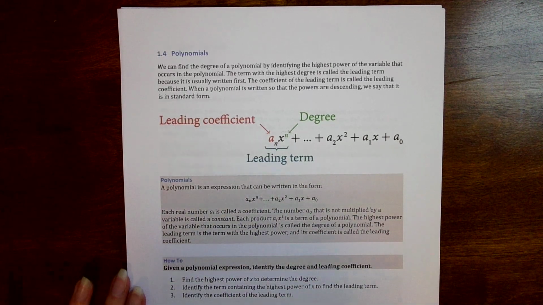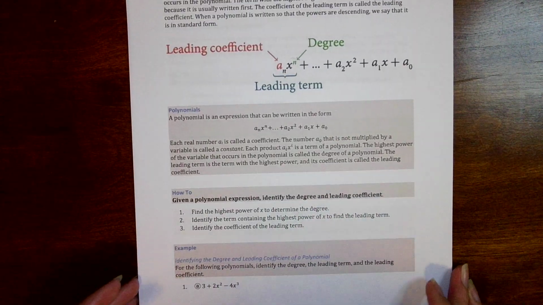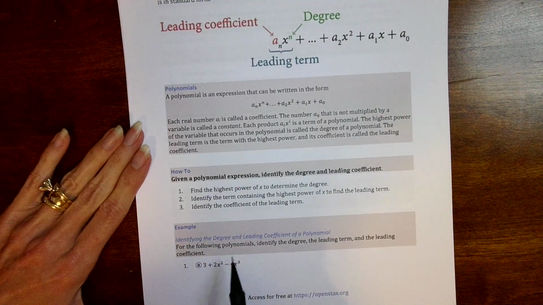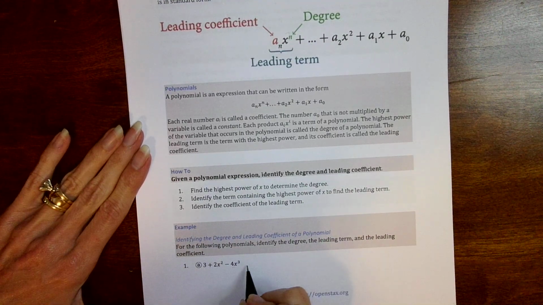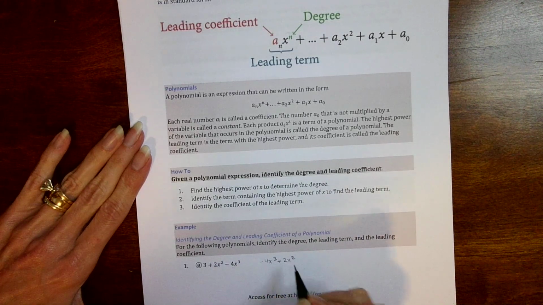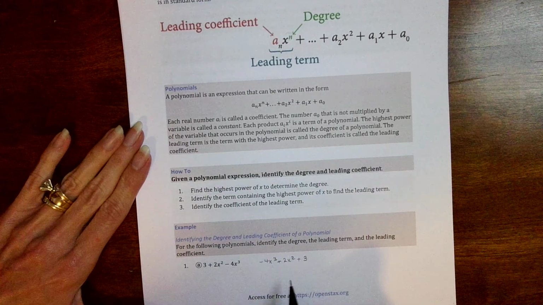So your book says how to find the degree and the leading coefficient, and their first step is to find the highest power of x to determine the degree. I disagree with that. I believe that you should write everything in order first and then determine. So this first example here, my highest power is last, so I would write that as minus 4x cubed plus 2x squared. There's no x terms, so plus 3. So now it's 3, 2, there's no 1, and then none.